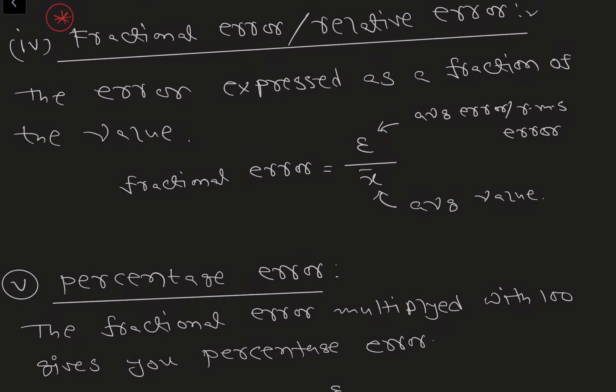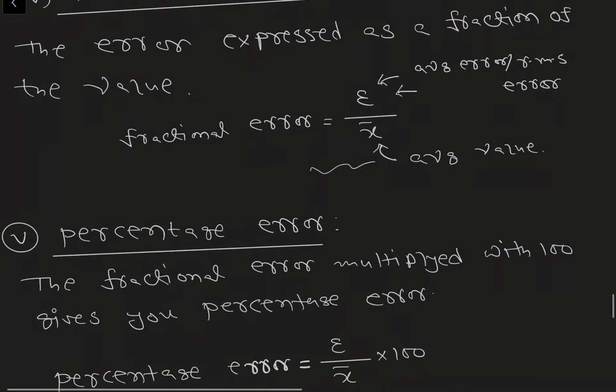Now we come to a most important term, which is fractional error, or relative error. Sometimes we express error as a fraction, where we divide the average error or RMS error by the average value. This gives us the fractional error. We sometimes call it relative error.